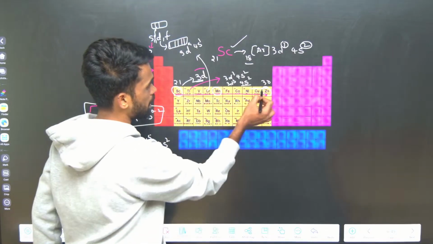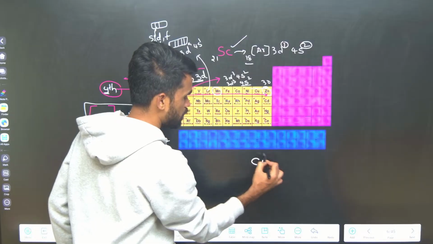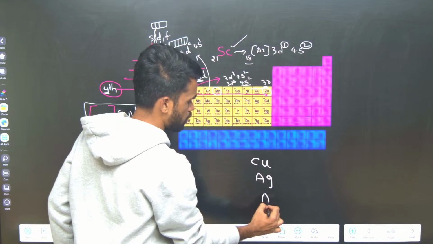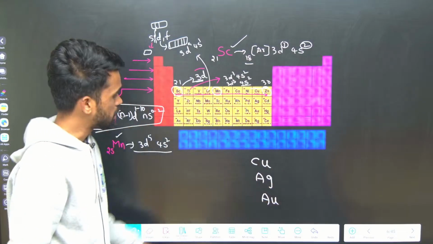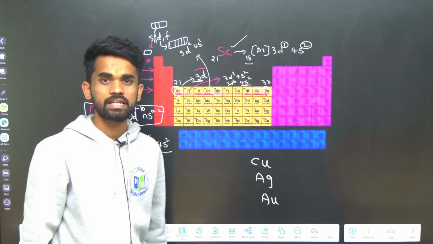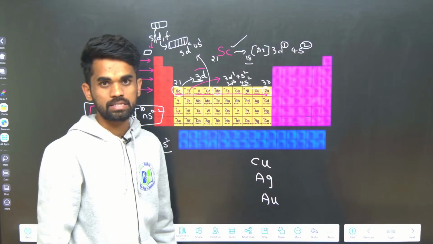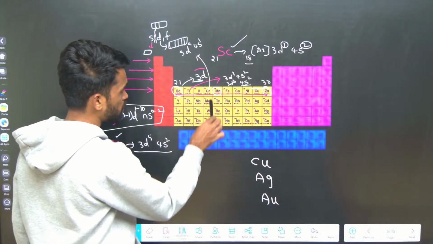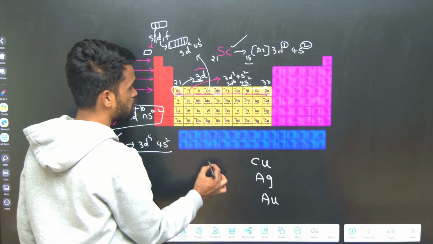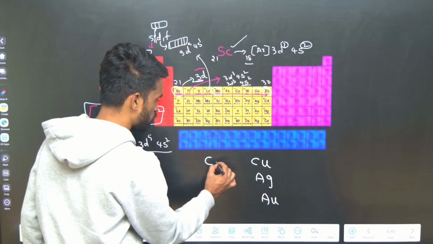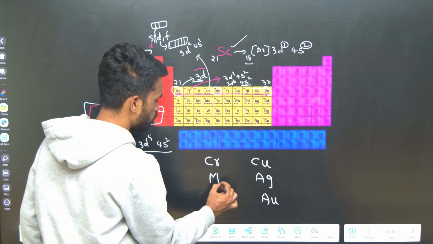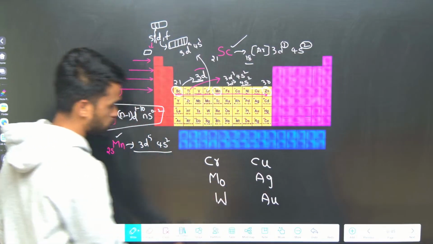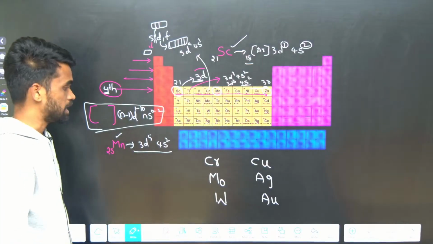Now they may ask what elements belong to the copper family: copper, silver and gold, Au. These are also called coinage elements. And they may ask what the chromium family elements are. You just remember it as Cr Mo W in short form: chromium, Mo, molybdenum, and W, that is tungsten.